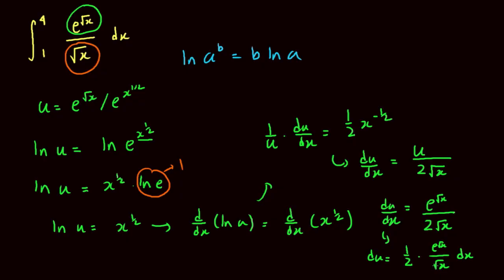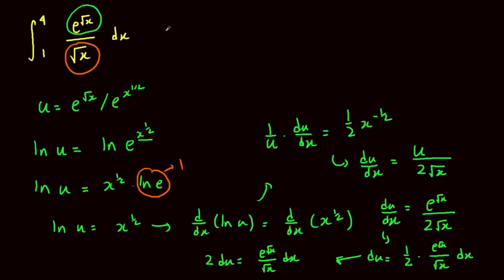Yes, it seems a little bit tricky. And of course, if you manipulate it a little bit further, we'll end up having 2 du is equal to e to the power of root x over root x dx. So that will simplify the integral a little bit.